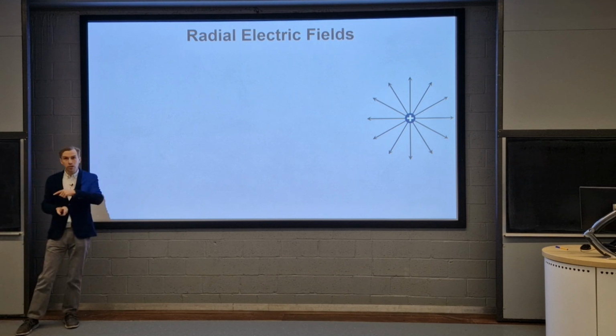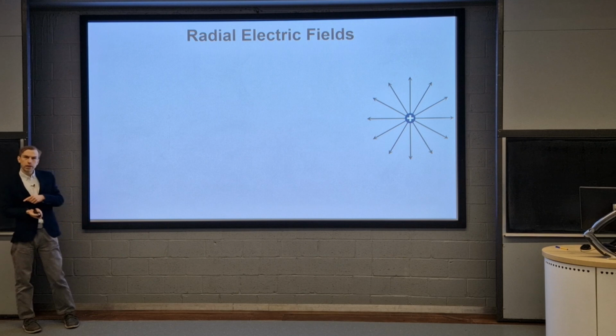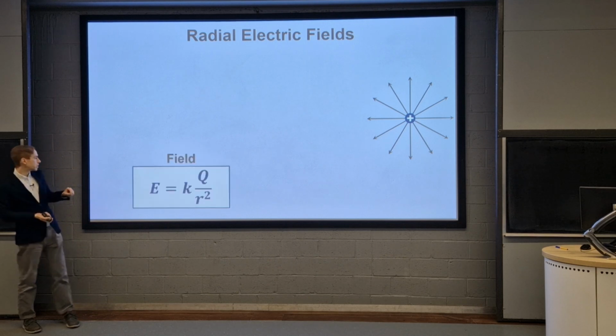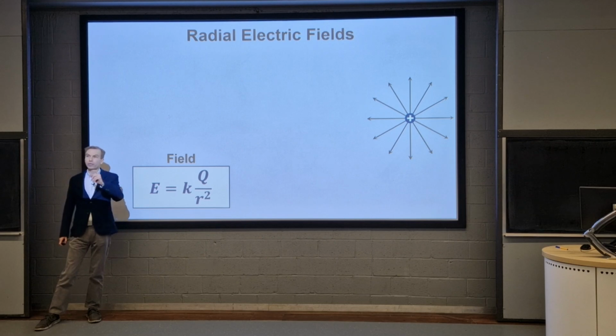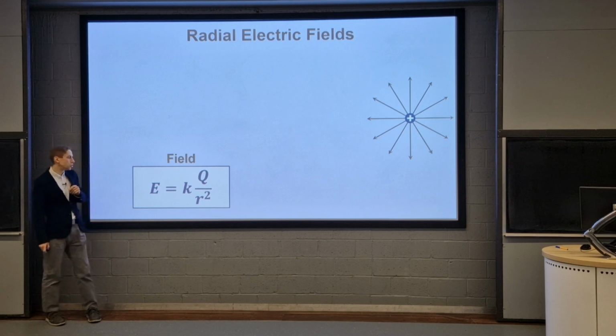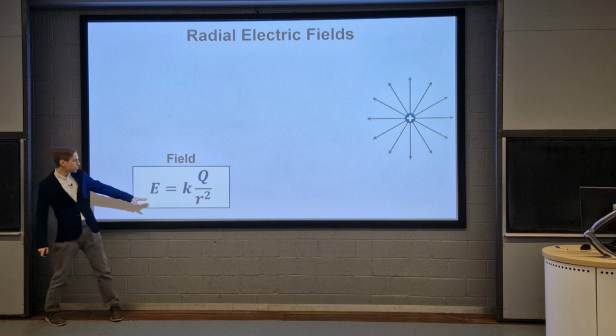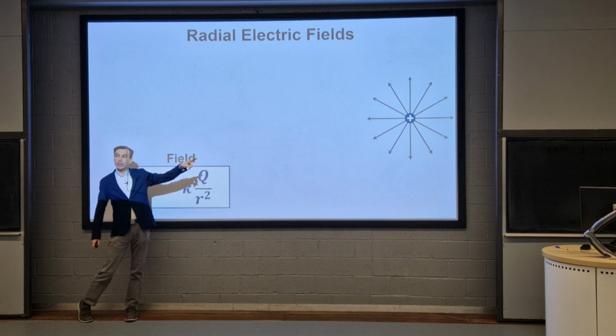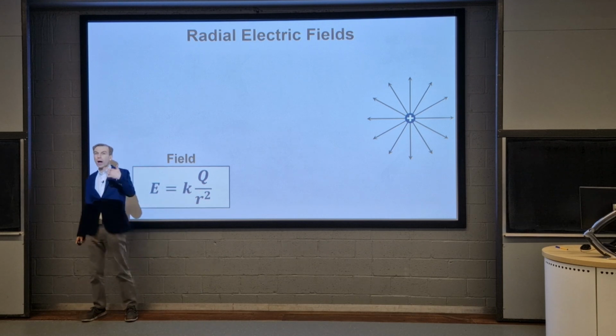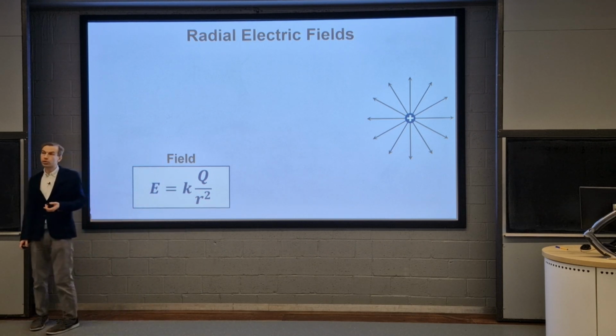Now, we saw at the end of last lecture what the electric field for a point charge is. So it looks like this. This E here is E for electric field, so don't confuse that with E for energy. And we saw that it's just equal to the Coulomb constant multiplied by whatever the charge is, divided by the square of the distance that we are from the charge.